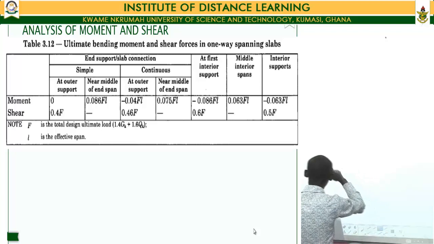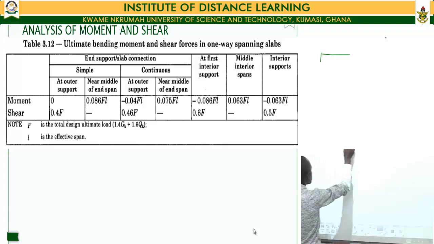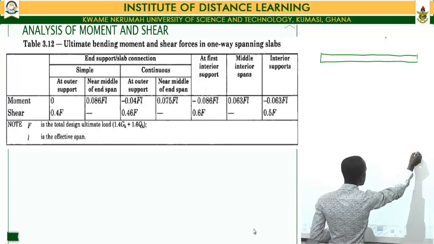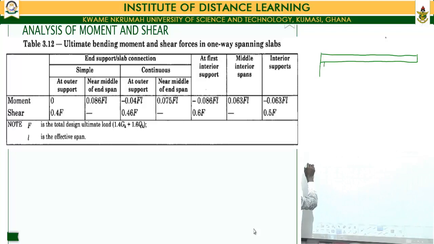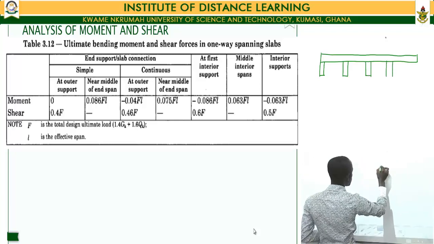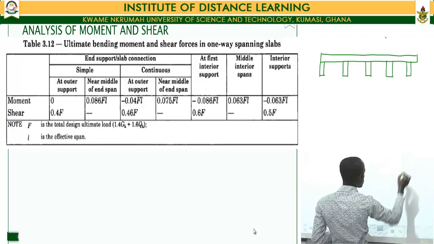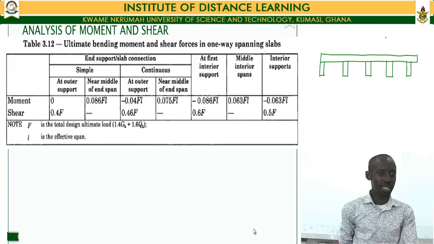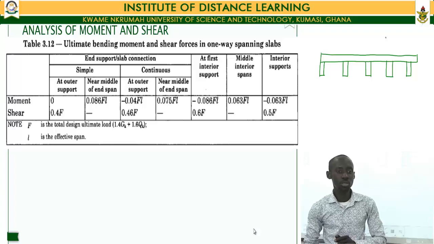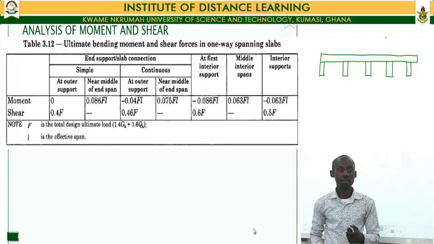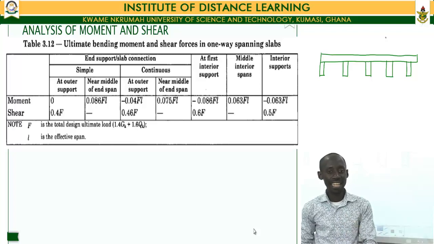Now, assuming we have this as our floor slab, and it's being supported on beams, if we take the first column of our table, it talks about the type of analysis that we hope to do, that is either a moment analysis or a shear analysis. The second column talks about the type of end support or slab connection. Under that, there are two types: the simple support or simple connection, and the continuous support or connection.